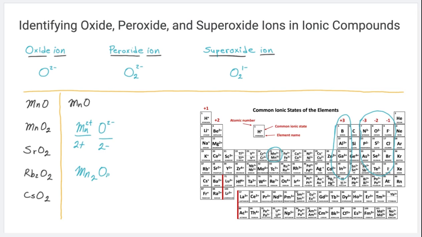That gives 2 here, 2 here. But we cannot leave it like that. We need to simplify, so we divide by this number. Then we get the same formula that is given here. So that means that this oxygen here is actually an oxide ion.